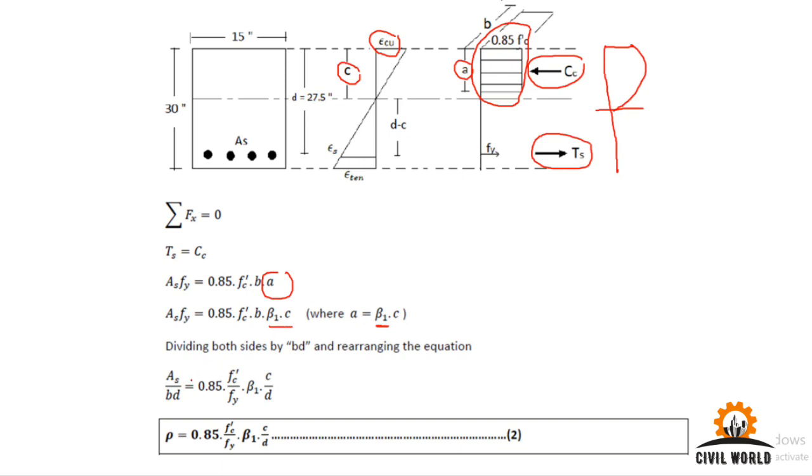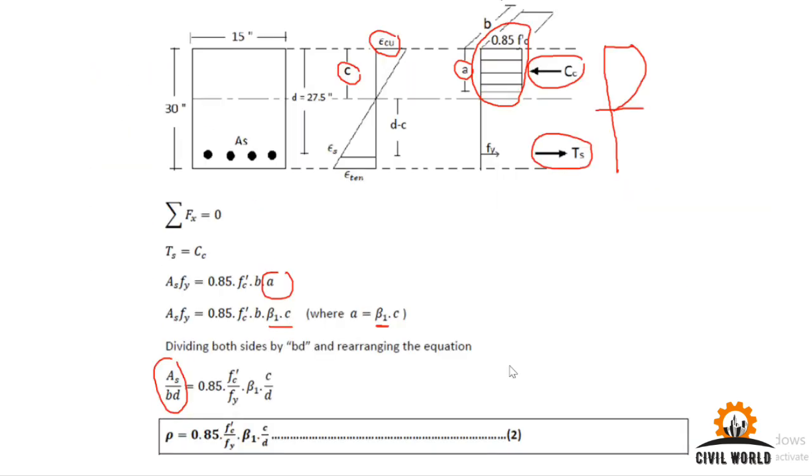We further simplify it, dividing the whole equation by bd. On the left hand side, we have As over bd, and Fy goes there, F'c divided by Fy. So As over bd is equal to rho, which is the reinforcement ratio. We already discussed it. So rearranging this equation, we have a new equation, which is rho is equal to 0.85 F'c over Fy times beta 1 times c over d. We call it equation 2.